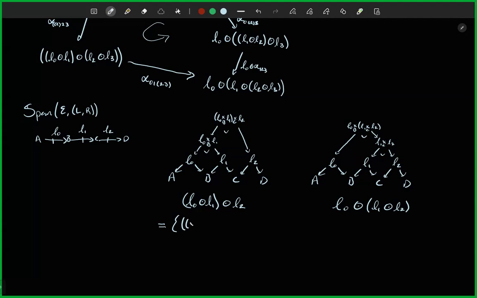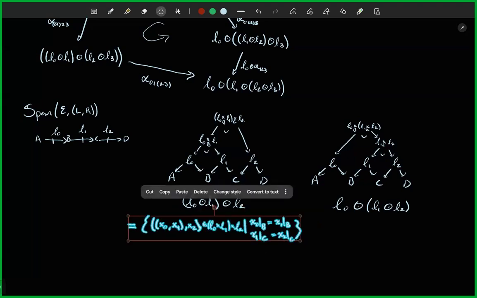It's things x naught, x1, x2 in L naught times L1 quantity times L2 such that, well, I would have to name these, but I'll just call it restriction: x naught restricted to B is equal to x1 restricted to B, and x1 restricted to C is equal to x2 restricted to C. So that's the pullback at the top on the left, right?